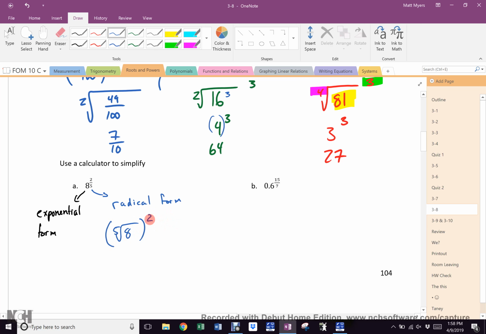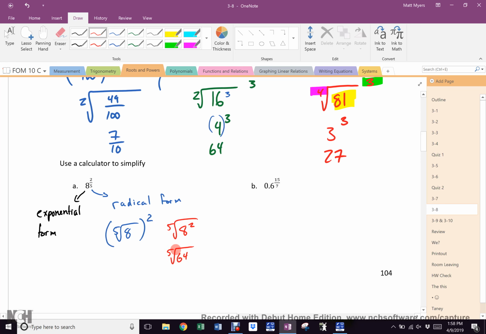And why is that a problem, Satcho? You were saying it already? 8 does not have a 5th root, does it? Right? What's the biggest root 8 has? Doesn't have a square root. Has a cube root. So this we're stuck with, aren't we? We could also write it like this, the 5th root of 8 squared. Everybody with me?